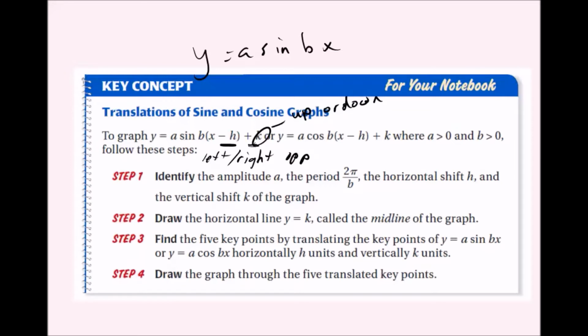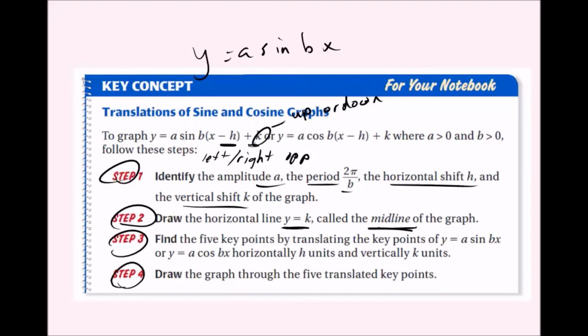In step 1, we're going to find the amplitude a, the period 2 pi over b, the horizontal shift h, and the vertical shift k of the graph. We define these 4 things. Step 2 is going to be draw the horizontal line y equals k. So whatever the vertical shift is, we're going to draw a line through the graph. That's called the midline of the graph. Step 3 is going to find the 5 key points. Remember, for sine, those 5 key points are actually different from cosine, and I'll get into that again later. And step 4 is just going to be draw the graph through the points that you already found.